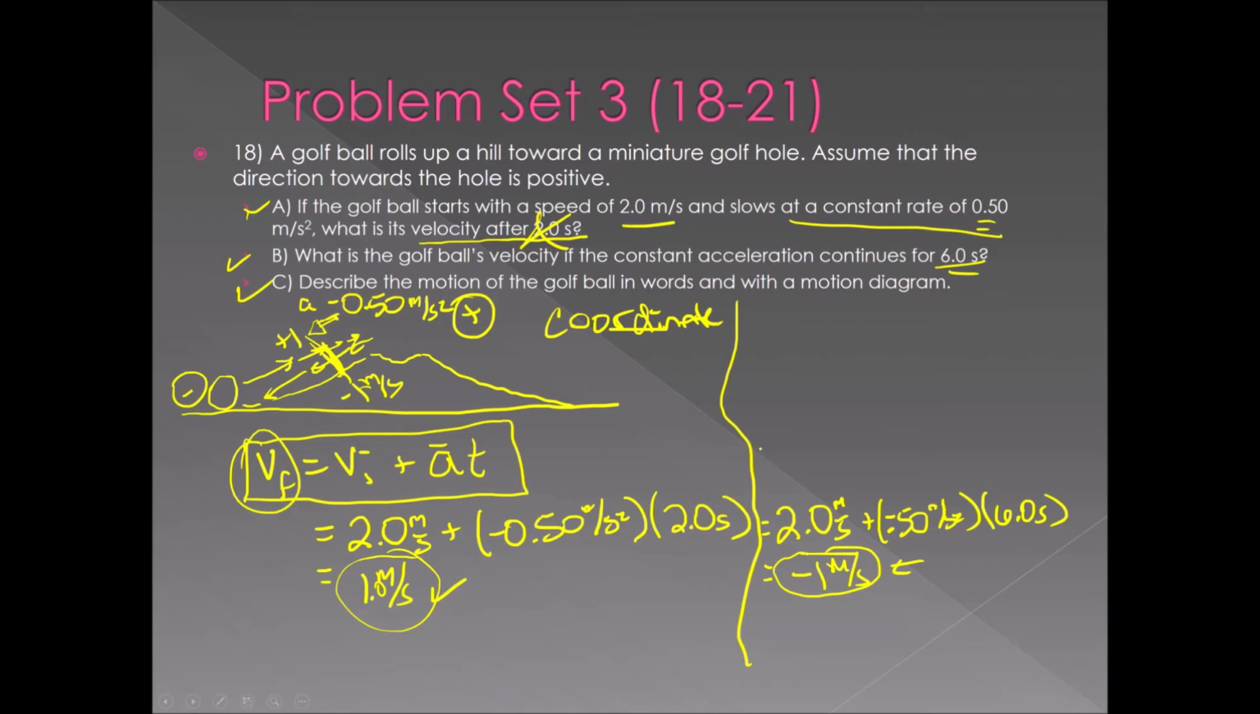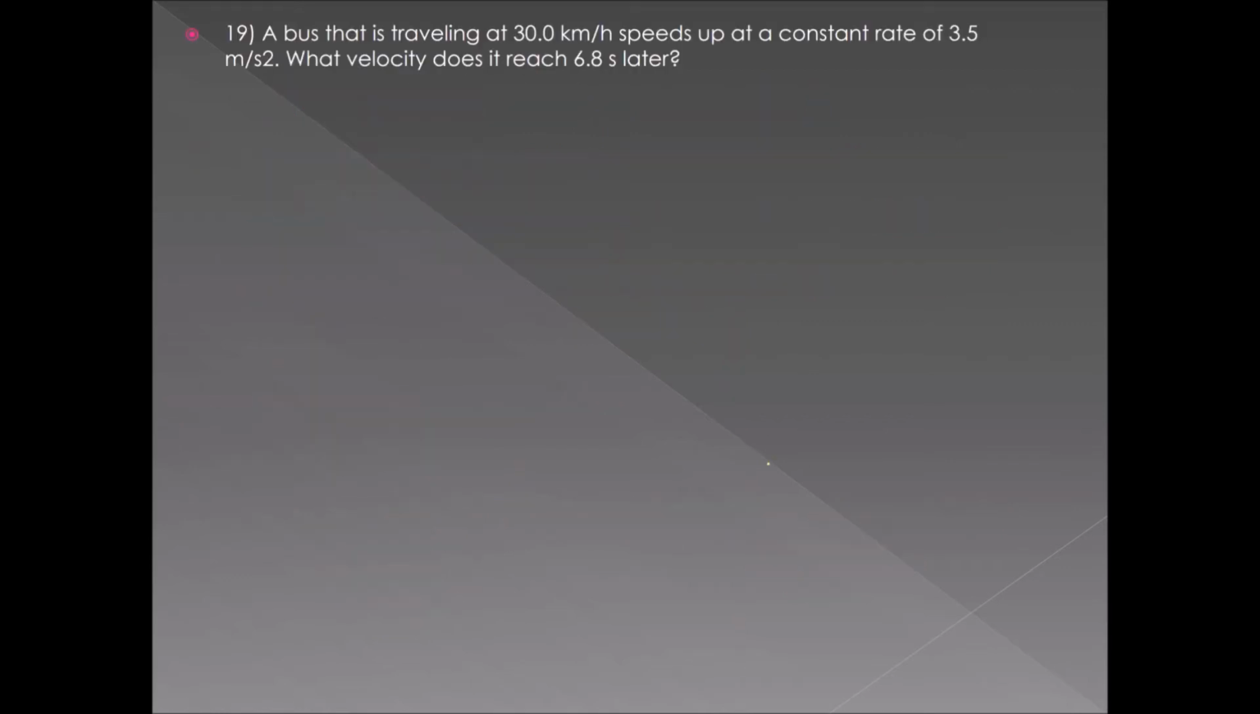Let's try number 2. A bus is traveling at 30 kilometers per hour, speeds up at a constant rate of 3.5 meters per second squared. What velocity does it have 6.8 seconds later? Take a look here. We have a unit in kilometers per hour, and we have a unit in meters per second squared. Kind of a problem.